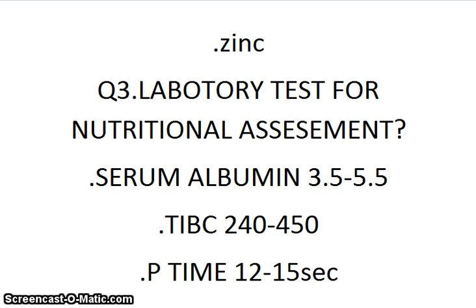Next is PT or prothrombin time. Prothrombin time is a marker of vitamin K deficiency. So an increase in prothrombin time, that is more than 15 seconds, signifies vitamin K deficiency, whereas a decrease in prothrombin time, that is less than 12 seconds, signifies anticoagulant therapy or any severe liver disease.